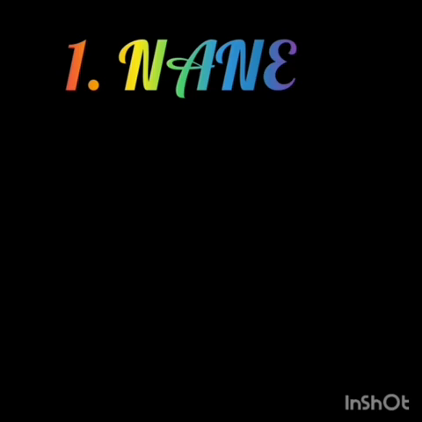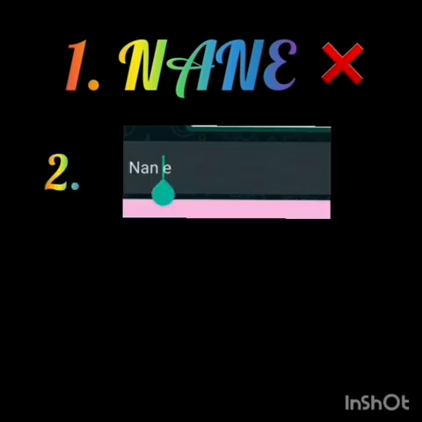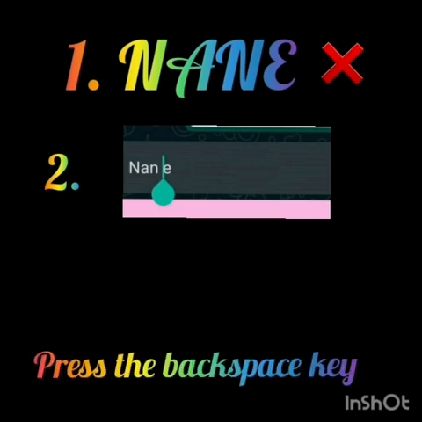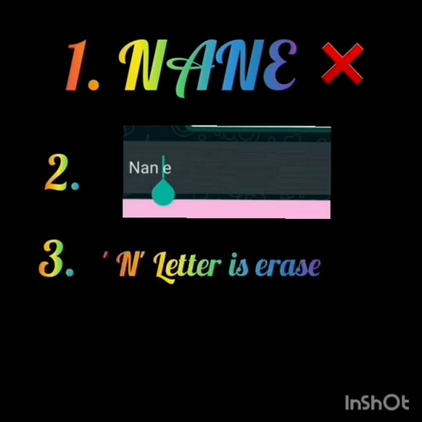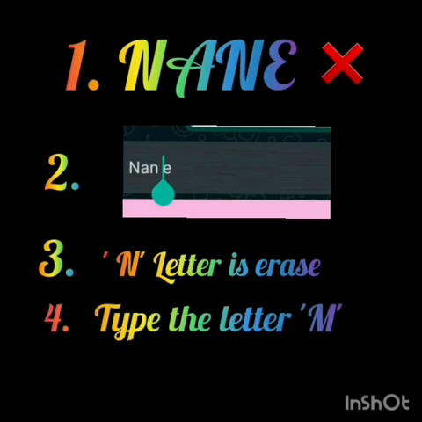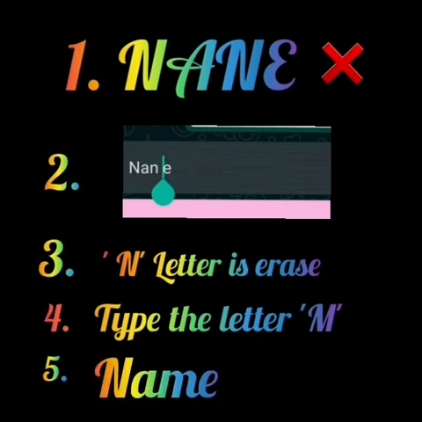The spelling of the word name is wrong. Then bring the cursor after the letter E using the left arrow key, press the backspace key and the letter is erased. Then type the letter M and move the cursor after the letter E using the right arrow key. So now we have corrected the spelling mistake.